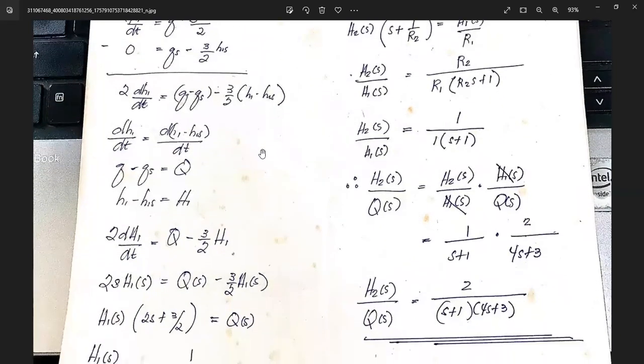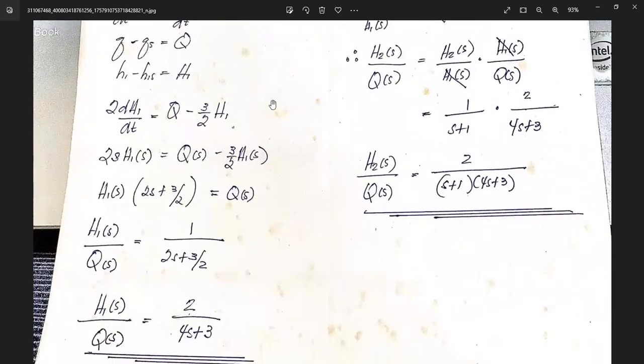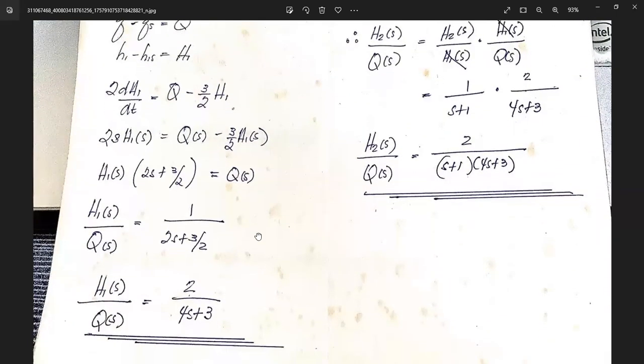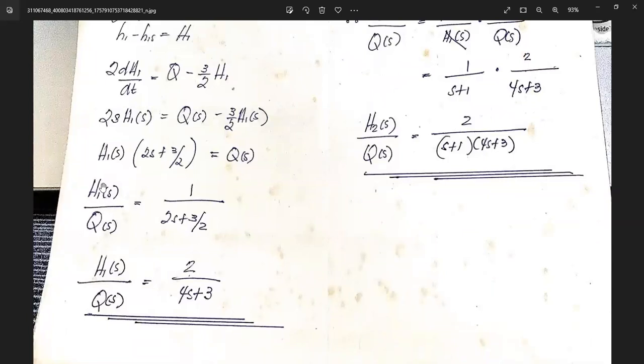You can write it in terms of deviation variables now. Changing small h sub 1 to capital H sub 1, and the two deviation expressions of the two variables were changed to capital letters. Once they are already in deviation form, you take the Laplace and write your transfer function in terms of output over input. Your output is the level in tank 1 divided by changes in the input. So you will have 2s plus 3 halves. If you combine this, you will have 4s plus 3 divided by 2. The 2 goes up here in the numerator. So this is your transfer function for the first tank.